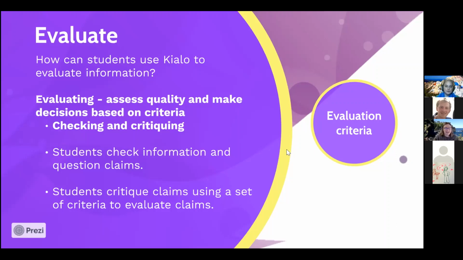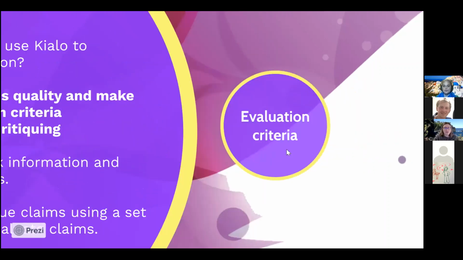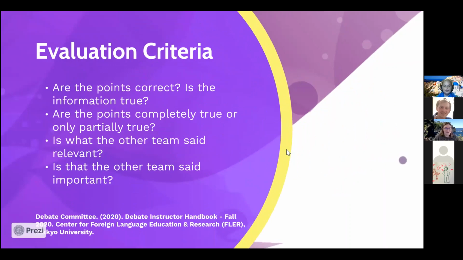And then for critiquing, they want to critique it based on the criteria. So we've got the evaluation criteria. This is from Heather's course, from the debate course, if you could zoom in. Yeah, thanks. So the evaluation is, are the points correct? Is the information true? That's like the checking we talked about before, like if the claims are in the right place. Are the points completely true or only partially true?